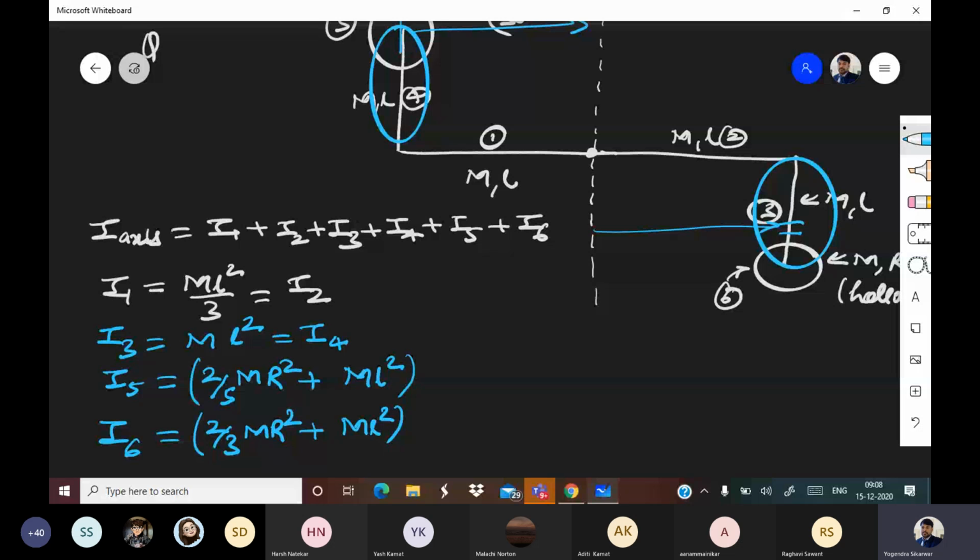If you are taking ml square by 12, you are calculating the moment of inertia of a rod about an axis passing through the midpoint and perpendicular to it. We want the moment of inertia about an axis which is parallel to the rod, not perpendicular to the rod. Are you getting the difference? Parallel to rod, perpendicular to rod.